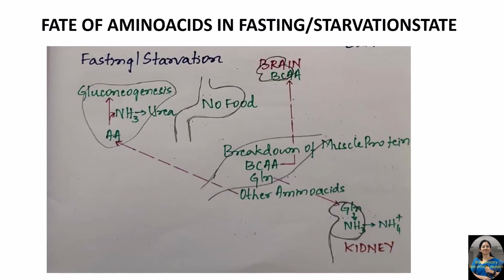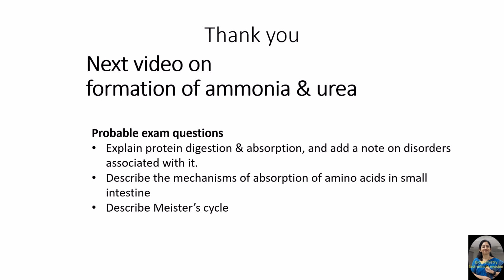Now, what is the fate of these amino acids when we are fasting or in starvation state? When we are not consuming any food, the muscle proteins are broken down. Of these, the branched chain amino acids are selectively taken up by the brain, glutamine is selectively taken up by the kidney, and all other amino acids go back to the liver through the portal vein, and here they undergo oxidative deamination, releasing ammonia, which gets detoxified to urea, and the carbon skeleton of these amino acids is used for gluconeogenesis, that is synthesis of glucose from non-carbohydrate sources.